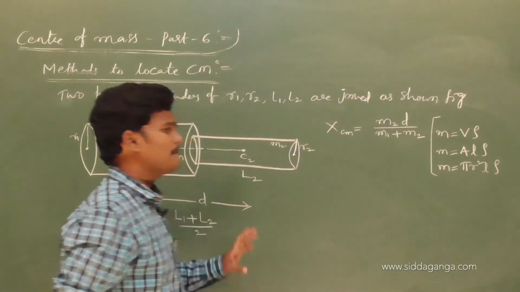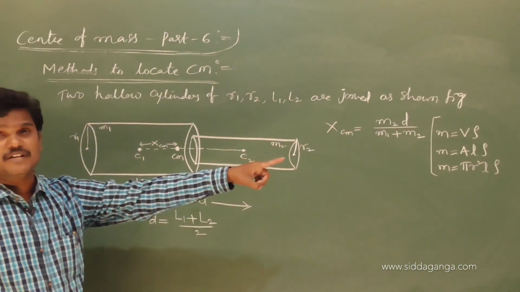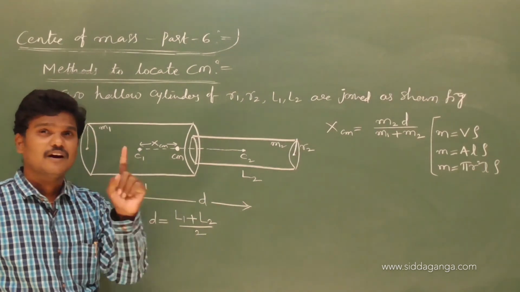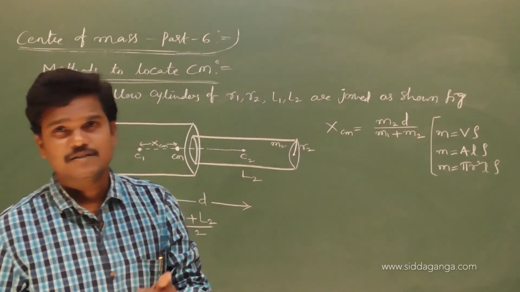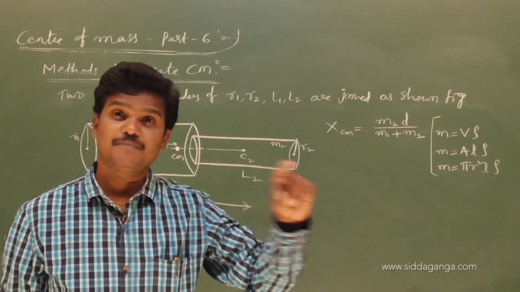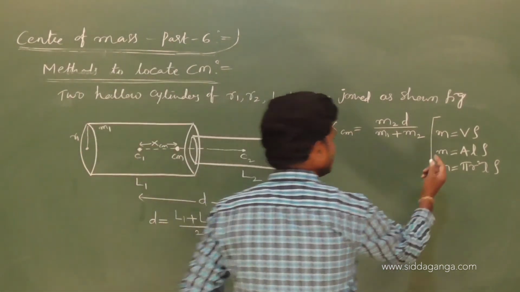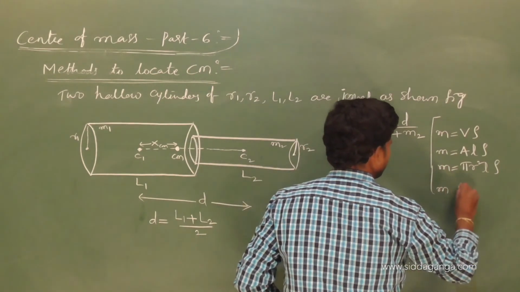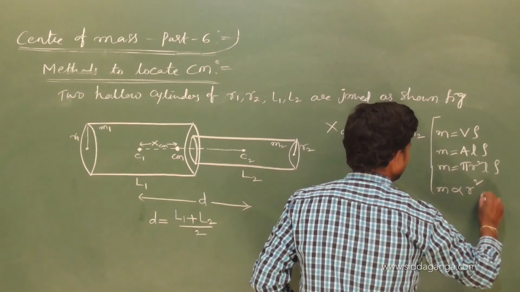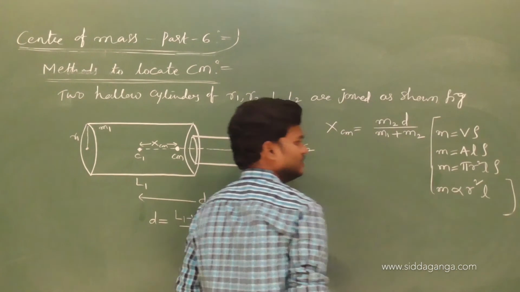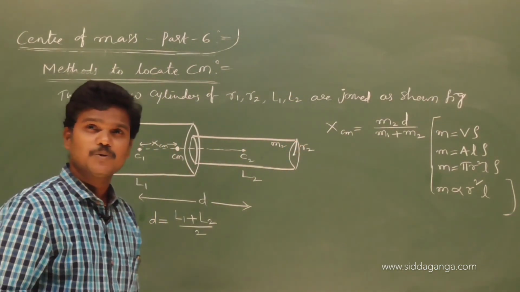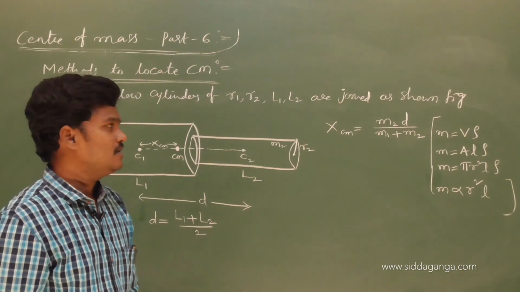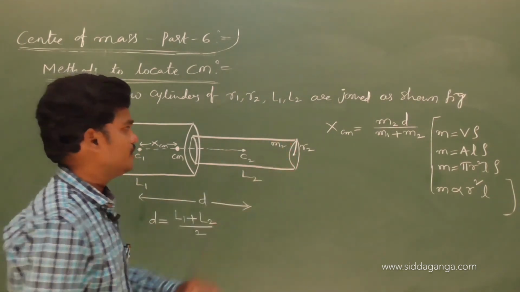And observe here, pi remains constant, rho remains constant. What are the variables? R and L. So mass is varying with respect to the radius and with respect to the length. Mass here varies with respect to R and L. Mass is changing with respect to the radius and the length of the cylinder.